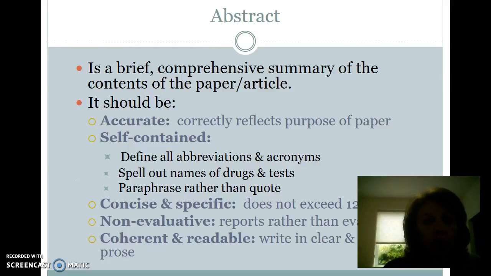Even though we're not requiring abstracts routinely, abstracts are often required for publication and for scholarly writing. APA, of course, as you can imagine, has rules and guidelines about writing an abstract, and I've outlined some of those here for you to review.